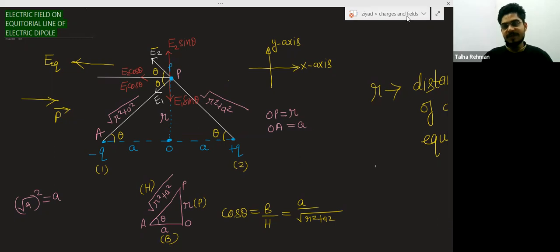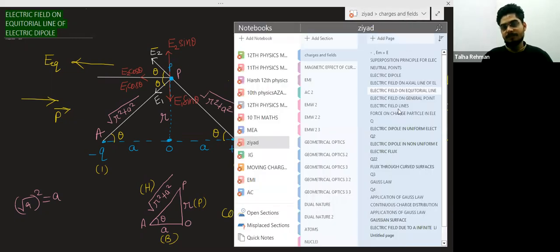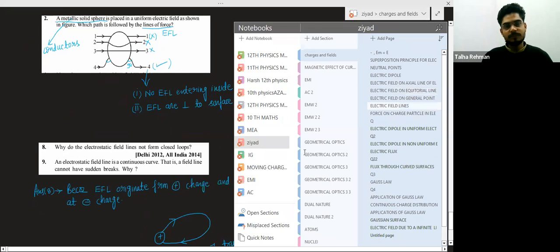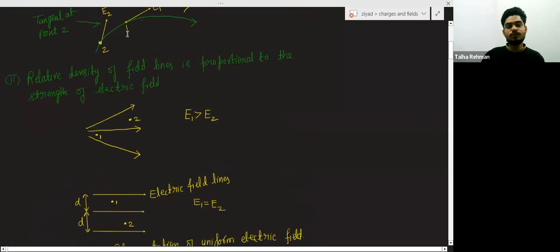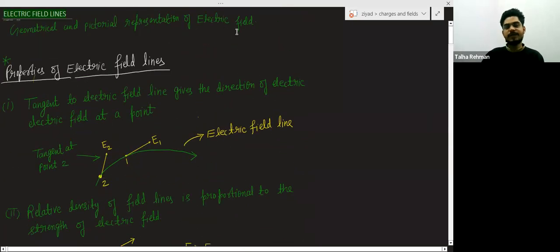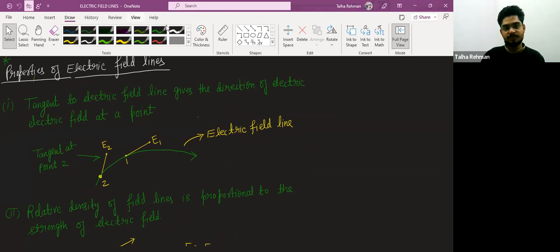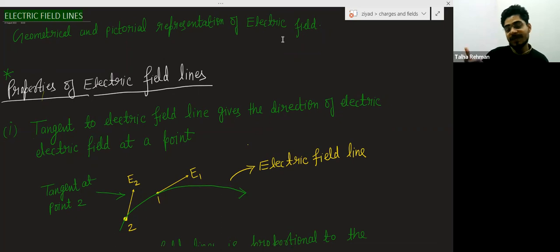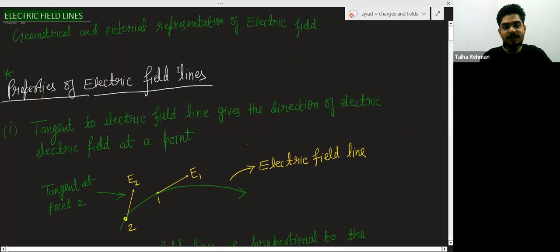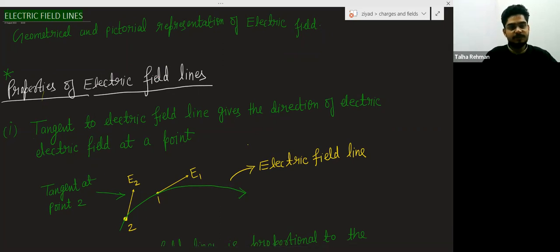So next topic is the electric field lines. The geometrical and pictorial representation of electric field, you can say. Or you can say, to show the pattern of the electric field, we draw the electric field line. Now, properties of electric field lines are very, very important. So we will discuss this.